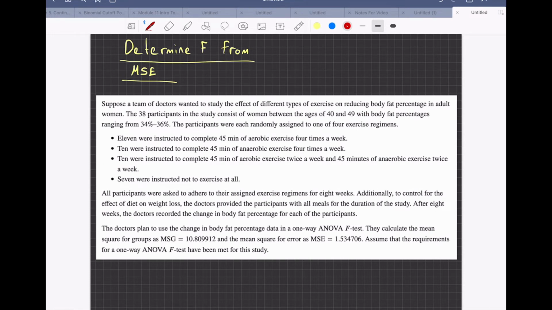Another example, determine F from MSE. MSE is a concept from ANOVA. It means mean square error.